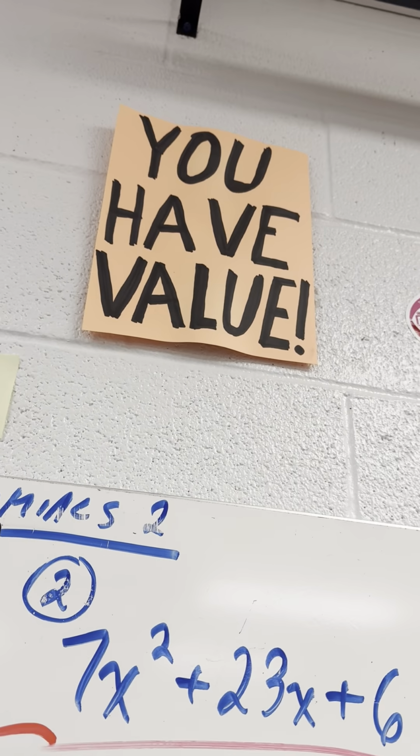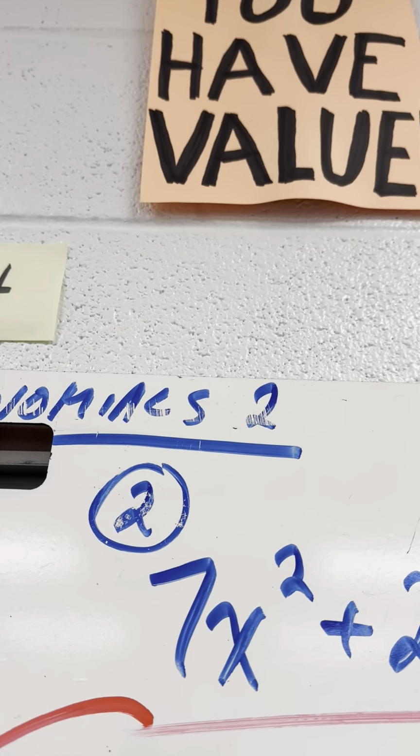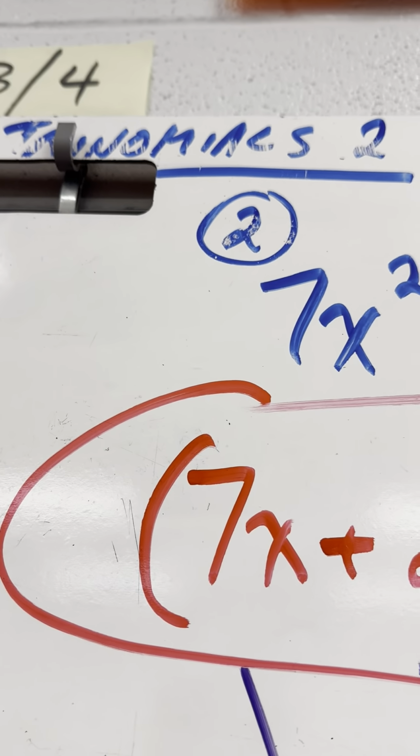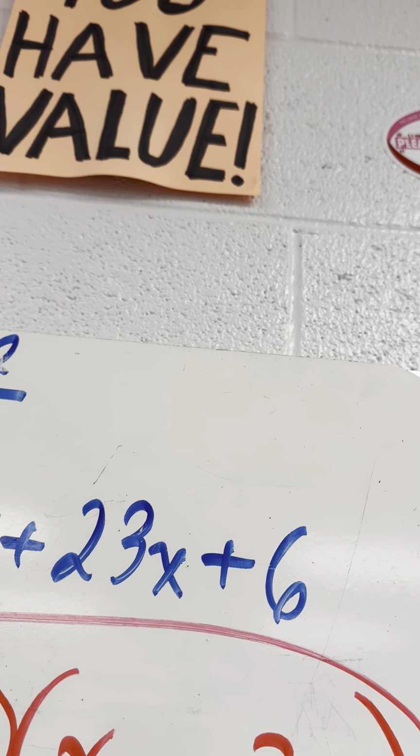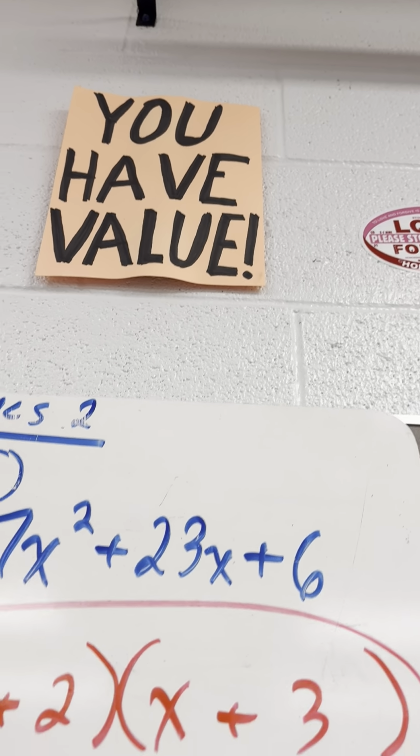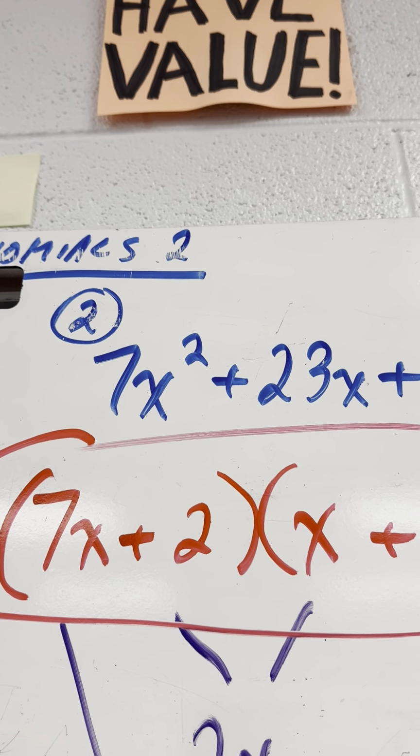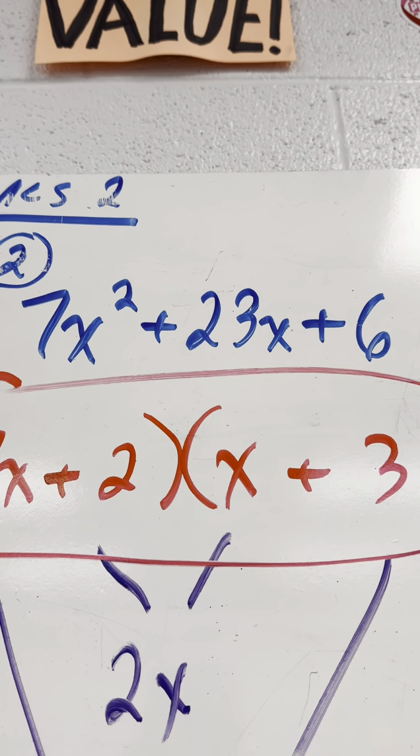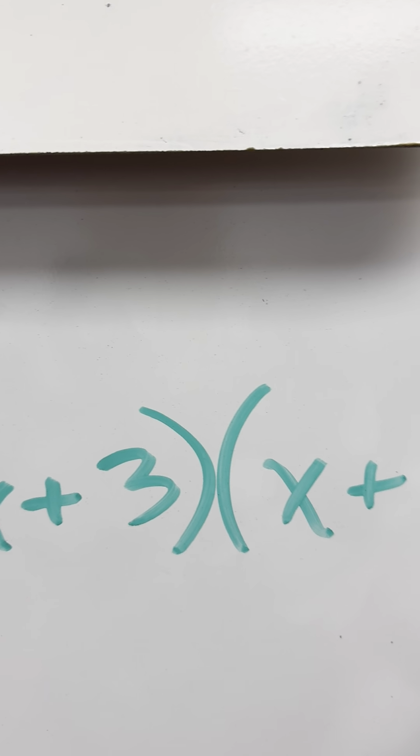Over here, 7x squared plus 23x plus 6. This is nice because 7, there's only one possible way to make 7. It has to be 7 times 1. And I'm just going to say 7 times x. What times what makes 6? Well, 6 times 1 or 3 times 2 or 2 times 3 or 1 times 6. Okay. So 7 times 1, all right, I could try 3 times 2, right, and see what happens. In fact, what if I did that? What if I did 7x plus 3 times x plus 2, okay?